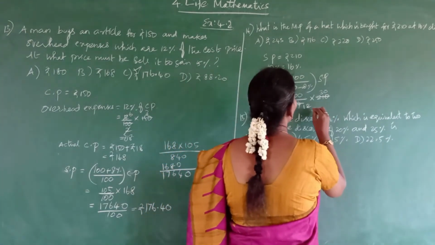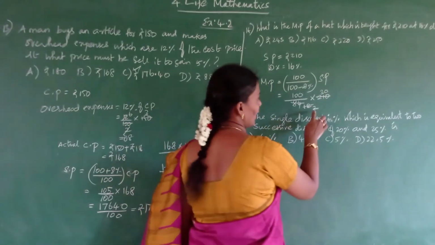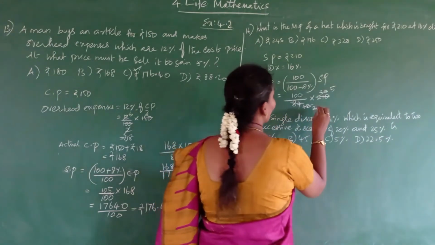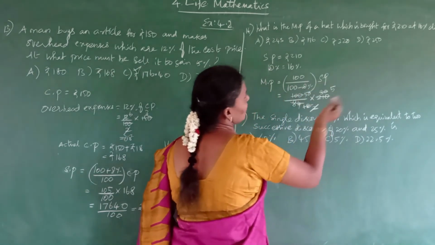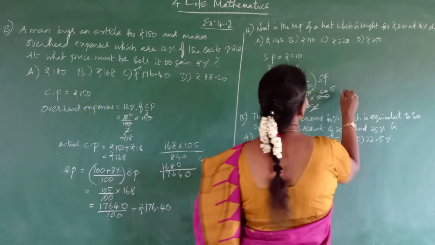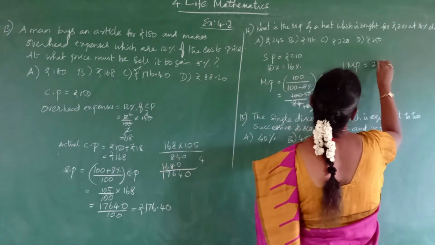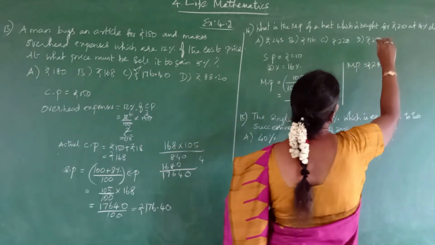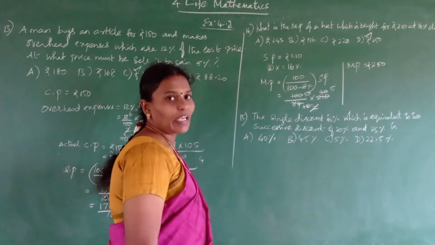Now cancel the sixth table. Here 2 times. Here sixth table is 5 times. Now cancel with your second table. We get here 50. 5 5s are how much? 250. So therefore MP, market price, is equal to 250 rupees. Where is the option 250? Here. This is the correct answer. Market price is equal to rupees 250.